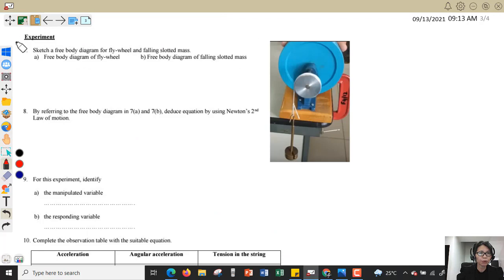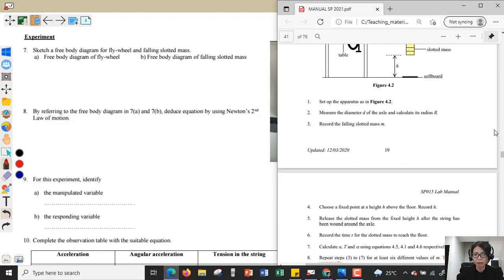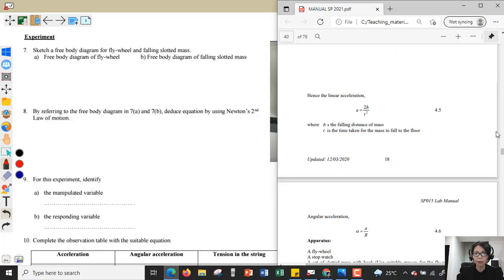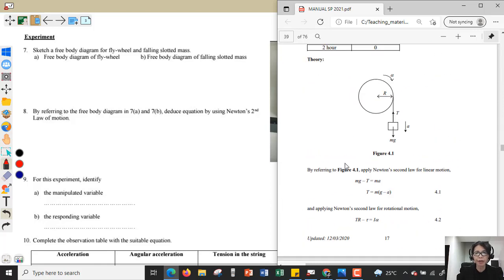Now we proceed to the experiment. Before we answer the questions about the experiment, you might read through the theory and also the procedure in your lab manual, or we can go through the instructional video explaining the theory and also the procedure.